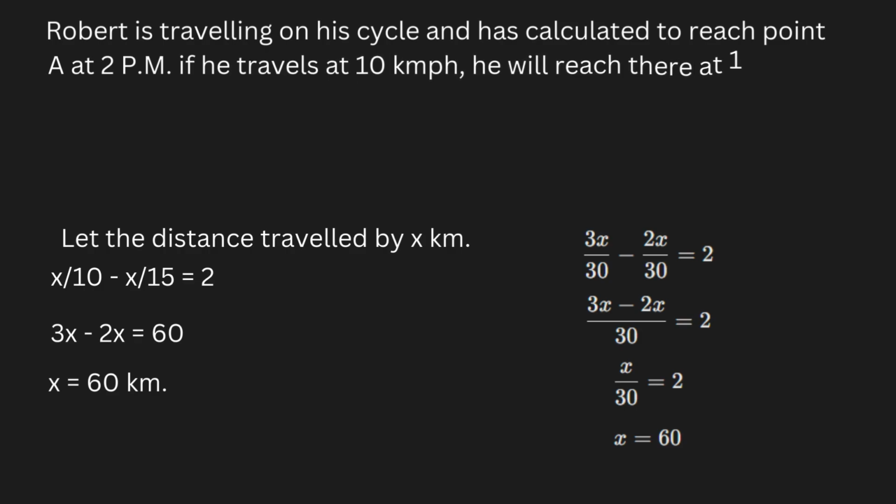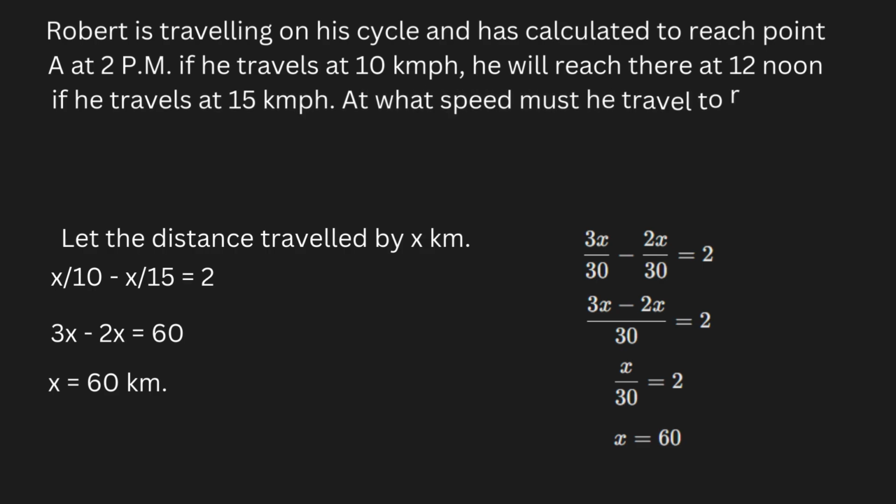Next, we are setting up the equation. x by 10 minus x by 15 equal to 2. So, our first speed is 10 km per hour. So, our time taken is x by 10 hours. Let's say the second speed is 15 km per hour. So, our time taken will be x by 15 hours.